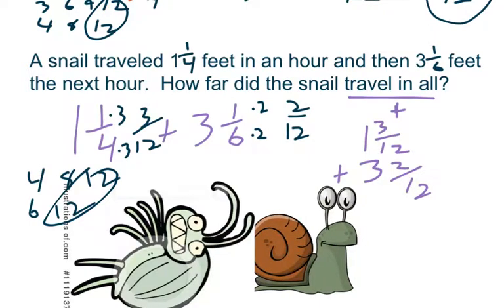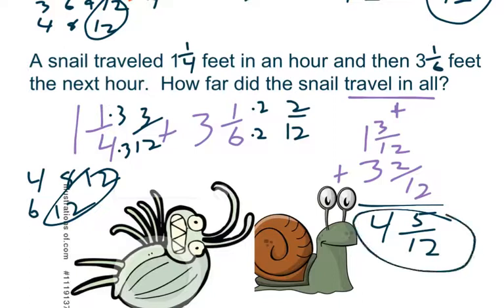Alright, so 1 plus 3 gives us 4 for the whole number. 3 plus 2 gives us 5 for the numerator, and our denominator stays the same. So we have 4 5/12 feet.